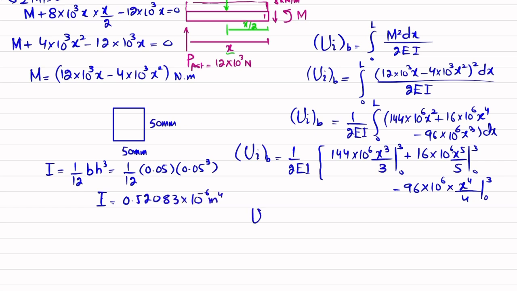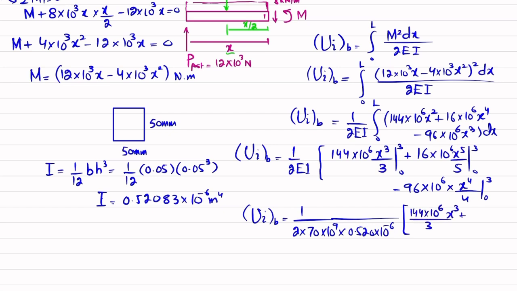Now you have all the values, so you can just put it: 1 over 2 multiplied by E, which is 70 gigapascal, 70 into 10 to the power 9, multiplied by 0.520 into 10 to the power minus 6, multiplied by all these values: 144 into 10 to the power 6 x cube divided by 3 plus 16 into 10 to the power 6 x5 divided by 5. Limit will be from 0 to 3, plus minus 96 into 10 to the power 6 x4 divided by 4, limit from 0 to 3. Okay.